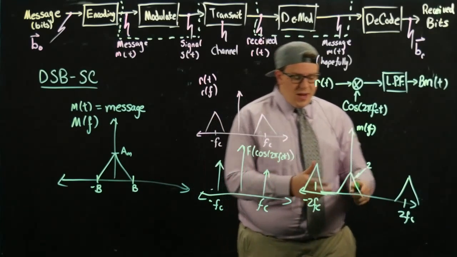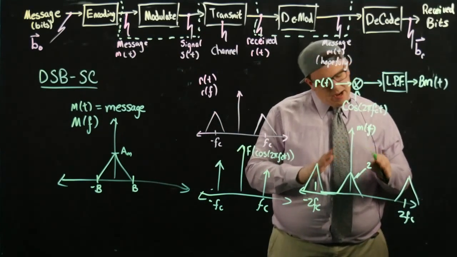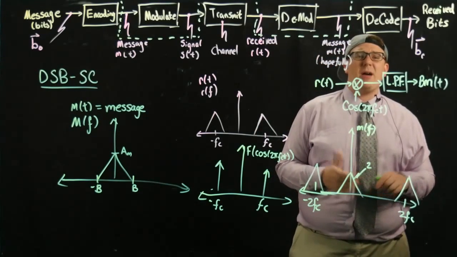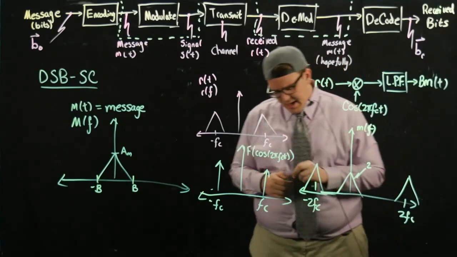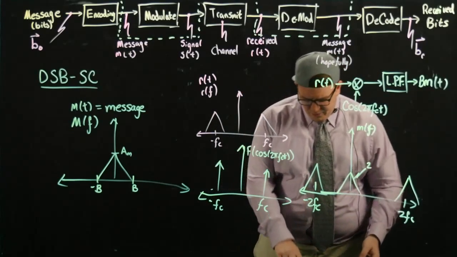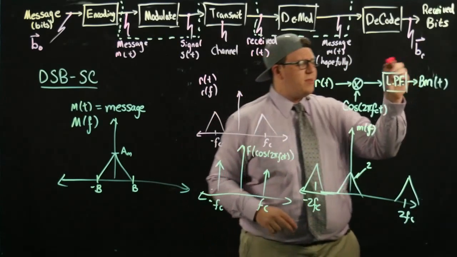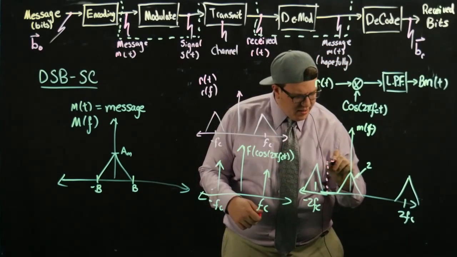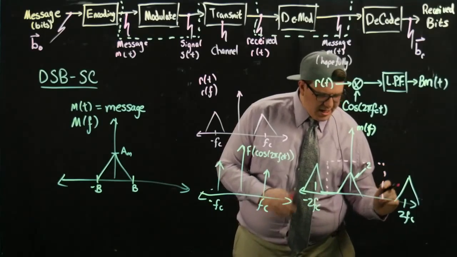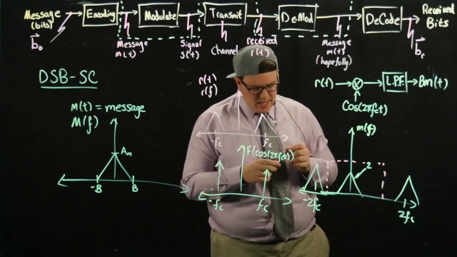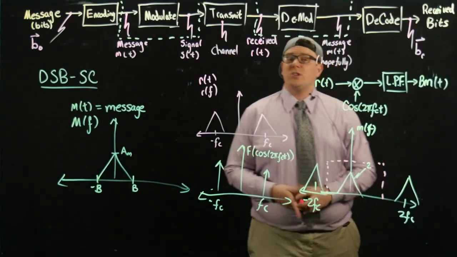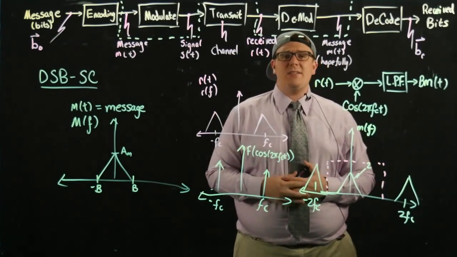But the point is that we have what we want here. We just have a lot of extra stuff out on this band that we're getting back, which is going to mess up our signal. But that is where this low-pass filter comes in. If I take a low-pass filter here and only take the stuff inside of that box, I get back my original signal m of f, which is what we were looking for. And so that's how DSB-SC works.